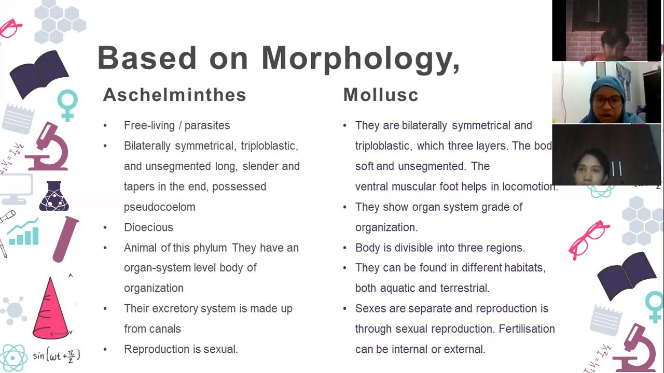About their organs, their digestive system comprises a complete alimentary canal with a muscular pharynx in Ascaris. In Ascaris, the rectum opens into the anus in females and the cloaca in males, present posteriorly. The respiratory system is absent and gaseous exchange occurs through the body surface. They don't possess a skeletal system; they use pseudocoelomic fluid, which acts as a hydroskeleton. Their excretory system is made up of canals, and their reproduction is sexual.